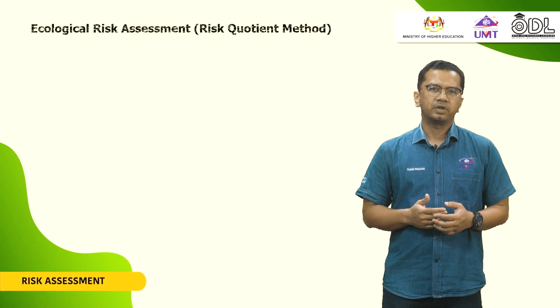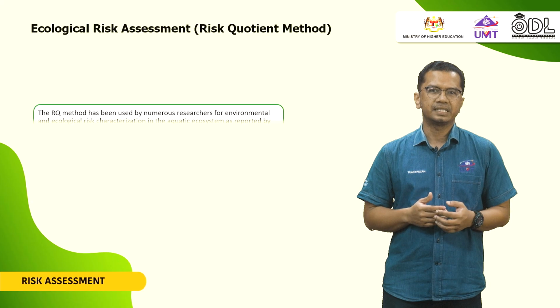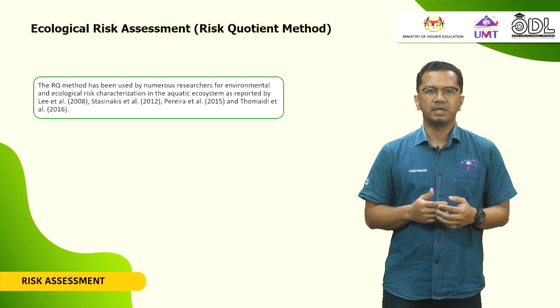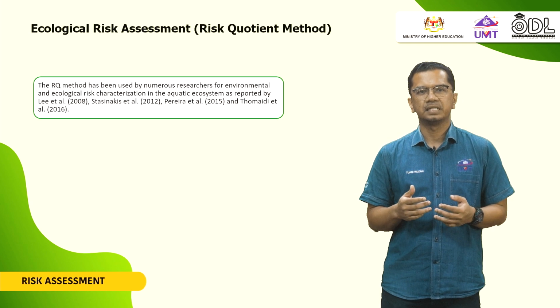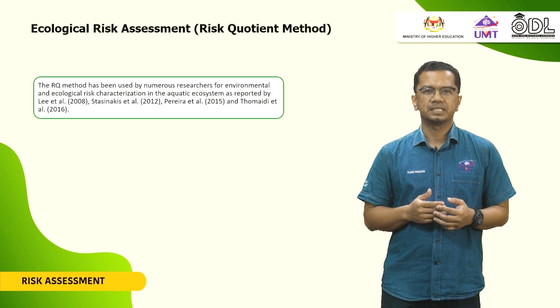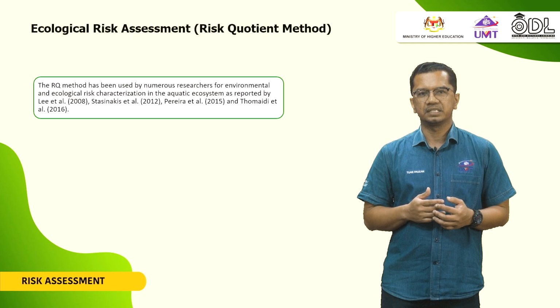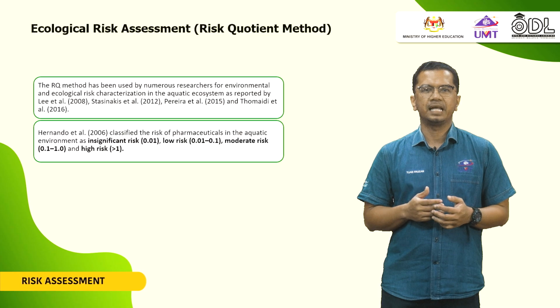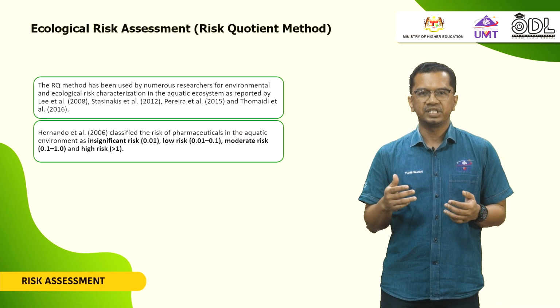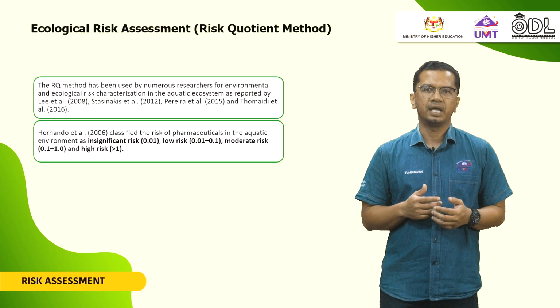Moving from human health to ecological health, we use the risk quotient, or RQ, method. This is a well-established approach used by numerous researchers to assess the risk pollutants pose to aquatic environments. The result of the RQ calculation is interpreted using standard classifications. For example, as defined by Hernando and others, an RQ less than 0.01 indicates an insignificant risk, while a value greater than 1 signals a high risk to ecosystems.